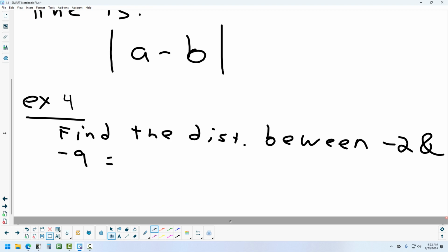Okay. So let's set this one up. I'm going to find the distance between negative 2 and negative 9.